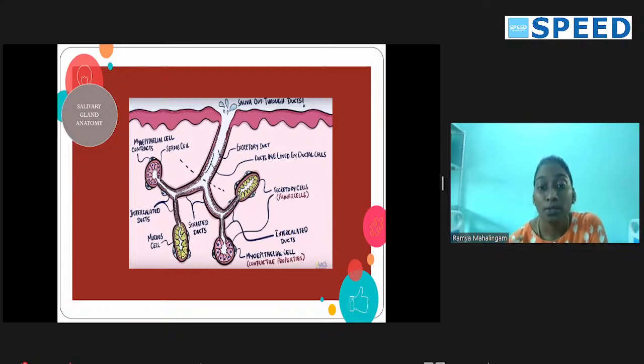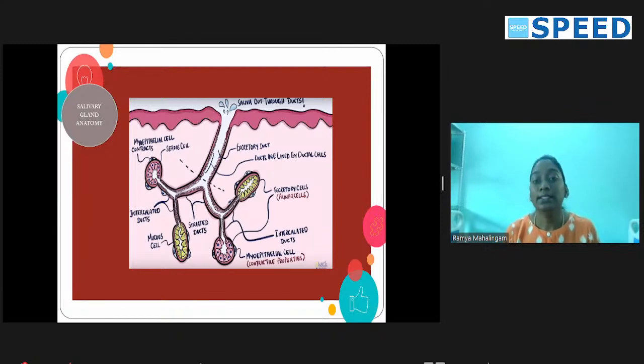Other than these mucous and serous cells, you can also find myoepithelial cells. These are the cells placed around the acini in a basket shape. These are small cells which have contractile properties. That is, they help the gland to secrete the mucous or the serous secretions into the duct. These are muscle-type cells, and they squeeze the salivary gland to push their secretion into the ducts.